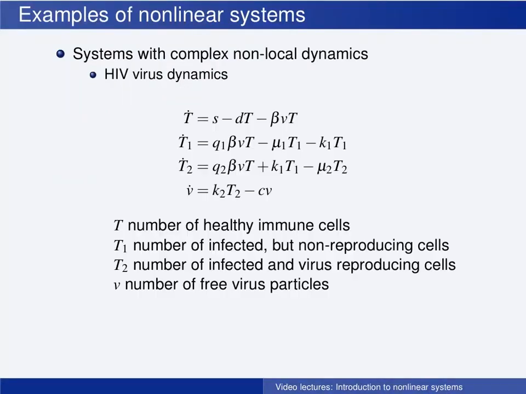Another example of a system which has complex dynamics which cannot be adequately described by a linear approximation is the HIV virus dynamics. The dynamics is nonlinear. We can see the quadratic terms here and here. And it is highly non-local, meaning that it will typically not stay close to one operating point, but instead the states will vary over a large region. And the linear approximation around a single operating point will therefore not be an adequate representation of the real system behavior.